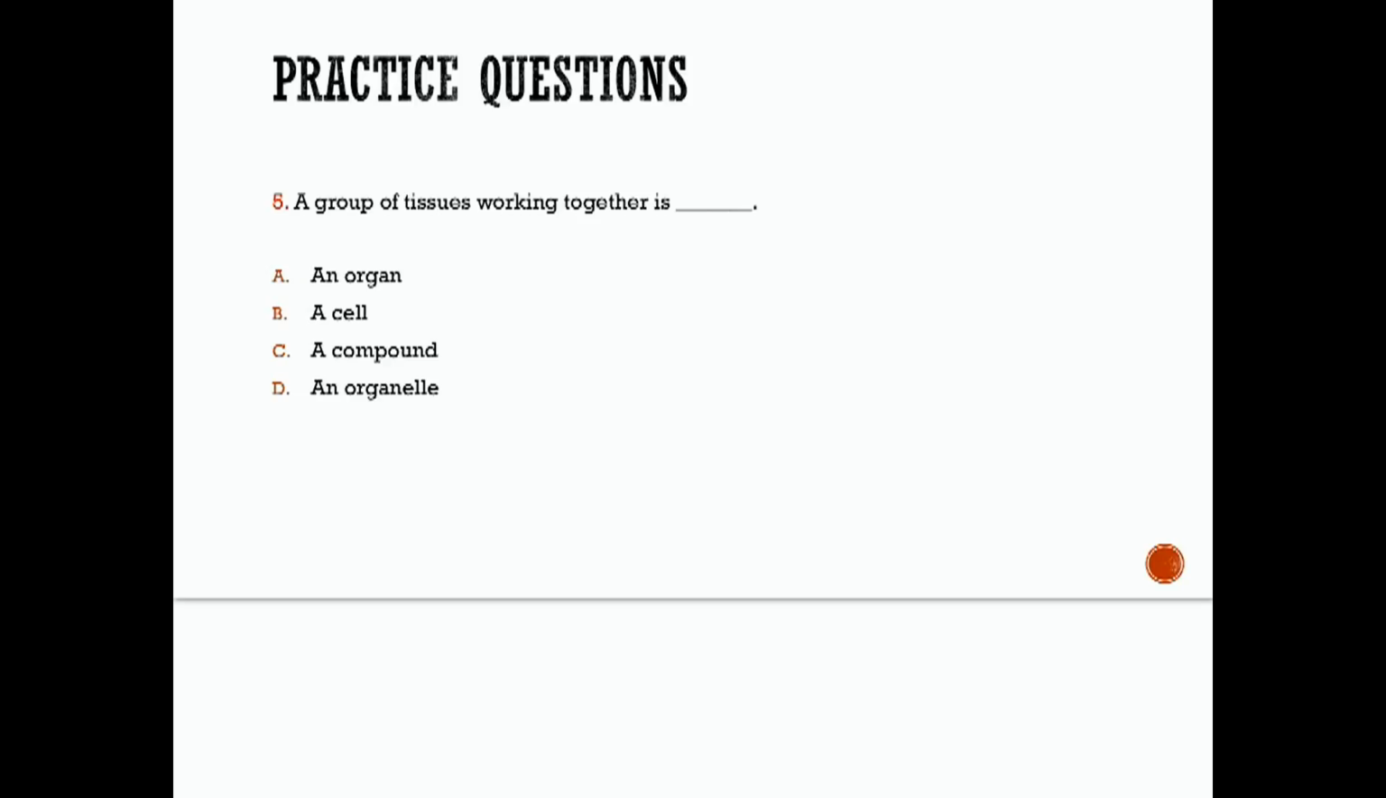Number 5, a group of tissues working together is an organ, a cell, a compound, or an organelle. All right, a group of tissues working together is an organ. So A, organs include bones, skin, the heart, the brain. So just remember the cell organization from smallest to largest, and it can help you answer these.